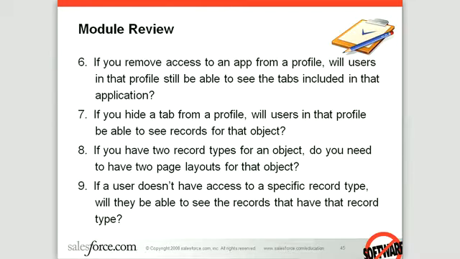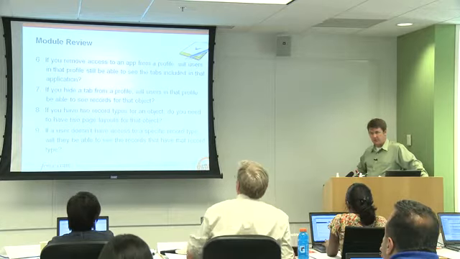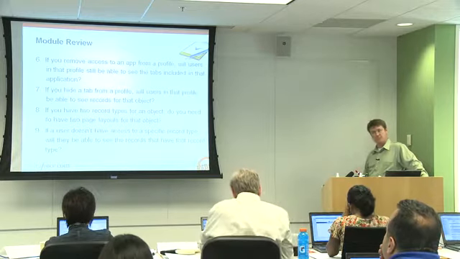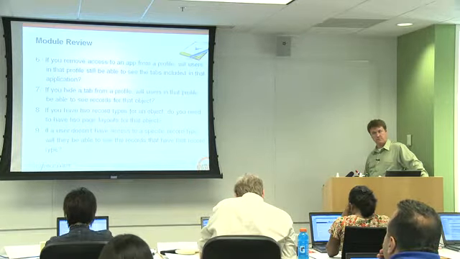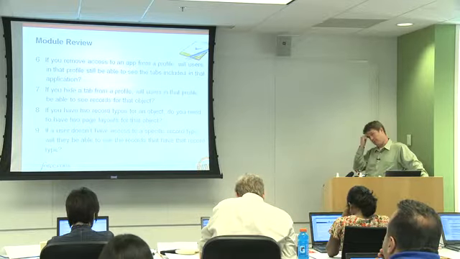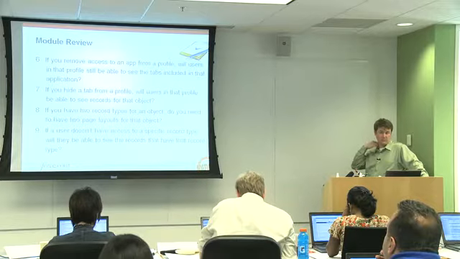If you have two record types for an object, do you need to have two page layouts for that object? Mauricio. Yes, so you can display in one layout the proper information of the master for the technical, and another one for the info that you want to hide. Well, the answer is going to be no to this one, even though it's something that you would commonly do. The primary purpose of record types is to determine which page layout to use, but it's not necessary.